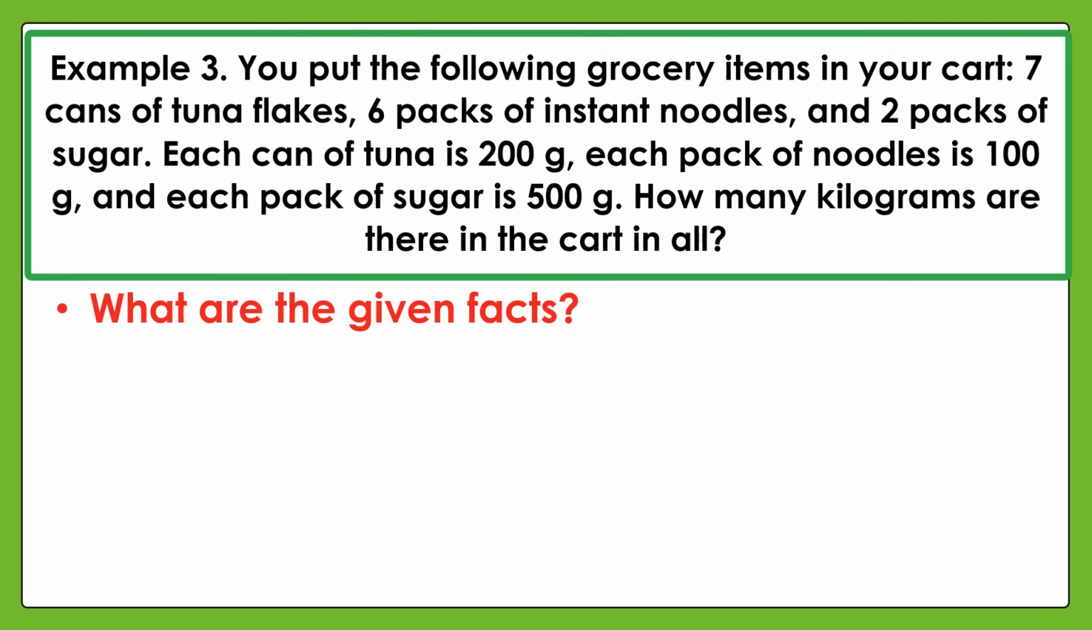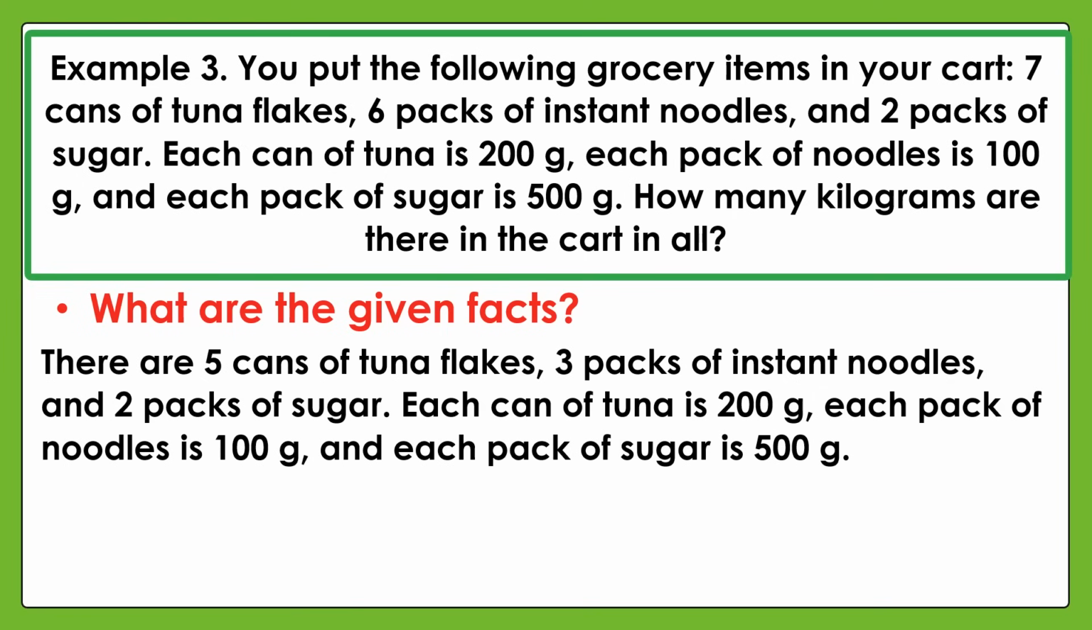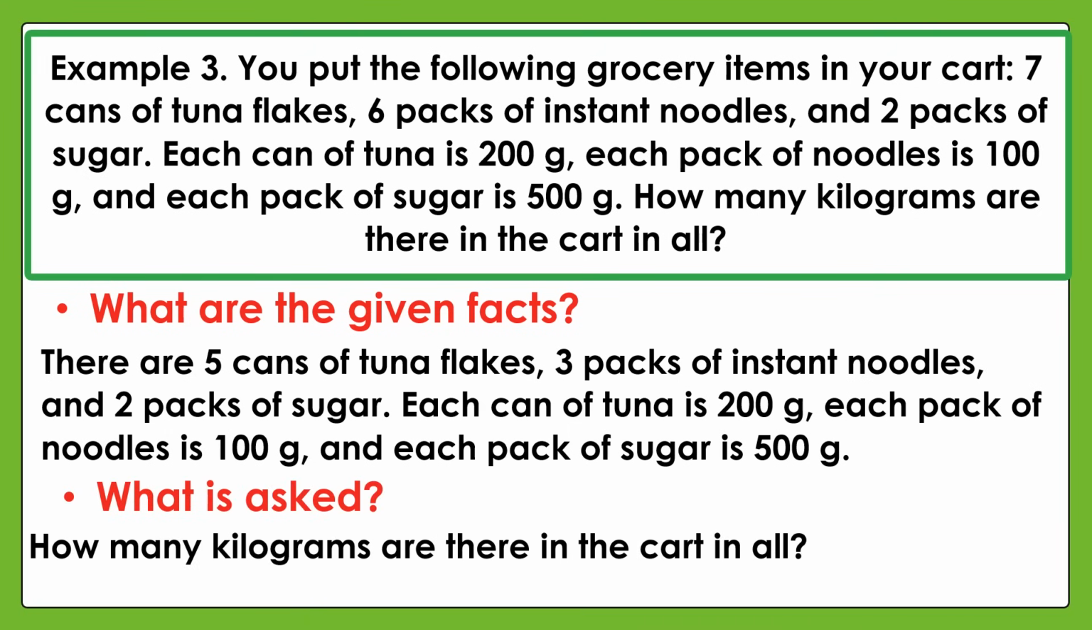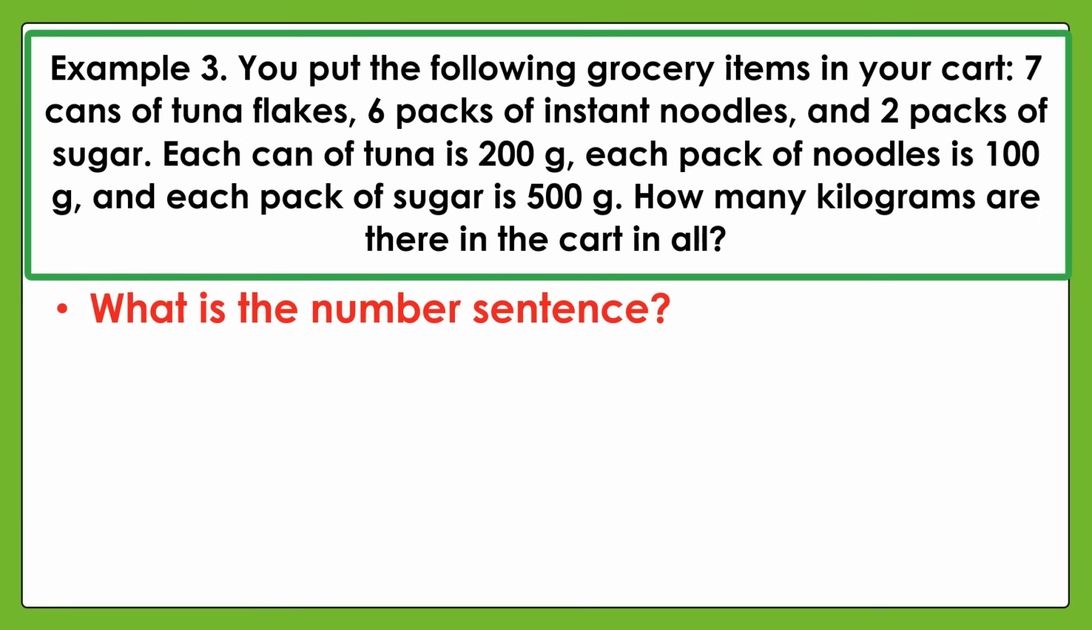Questions. What are the given facts? There are 5 cans of tuna flakes, 3 packs of instant noodles, and 2 packs of sugar. Each can of tuna is 200 grams, each pack of noodles is 100 grams, and each pack of sugar is 500 grams. Second, what is asked? How many kilograms are there in the cart in all?